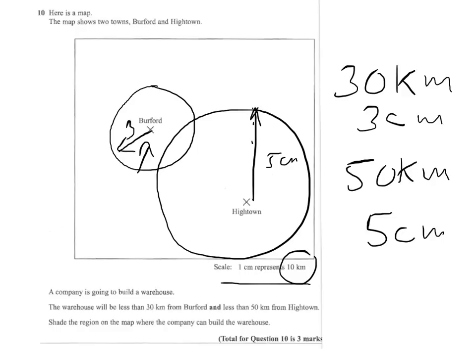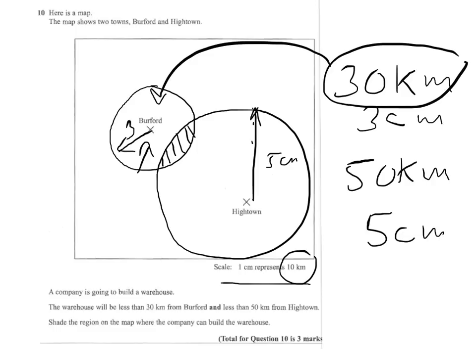Now I haven't drawn it to scale, you can see I'm just doing it freehand, but you will get an overlapping area which satisfies the condition. You must be within 30 kilometres from Burford and 50 kilometres from Hightown. So in the overlapping area you're satisfying both conditions, and so that is the region where the company can build the warehouse.